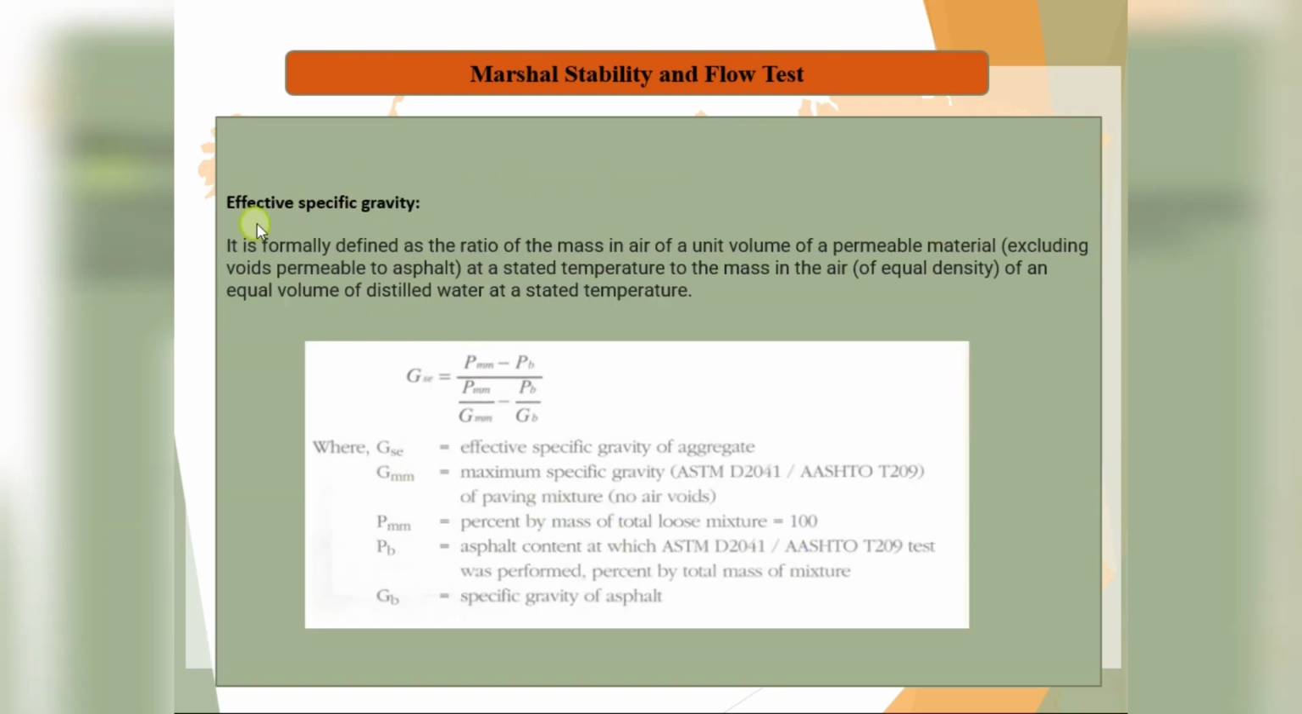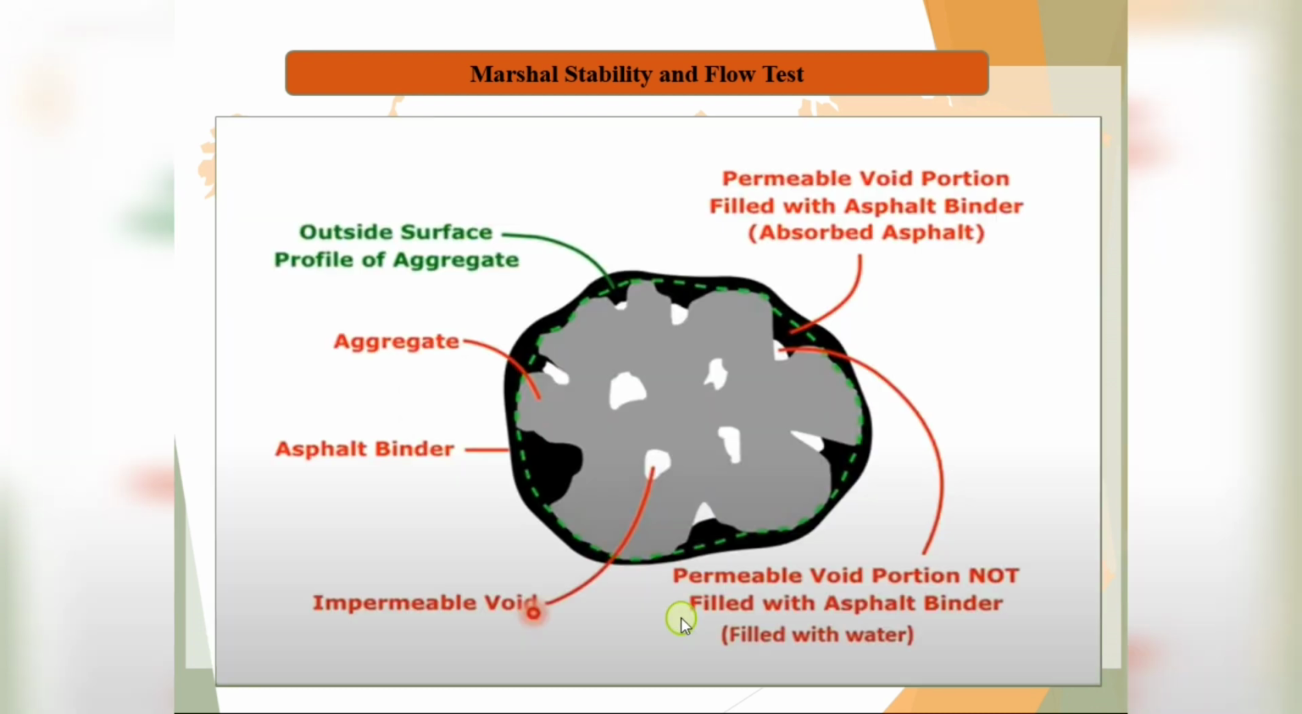So here the third thing we need to find is effective specific gravity. It is defined as the ratio of mass in air of a unit volume of permeable material at a stated temperature to a mass in air of an equal volume of water. Here is the formula. We can show the same Pmm, Ps, and Pb, and the same Gb. Gb is basically the specific gravity of asphalt. I can show in the next slide what is permeable material.